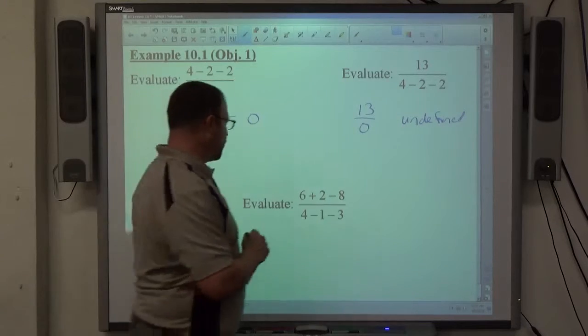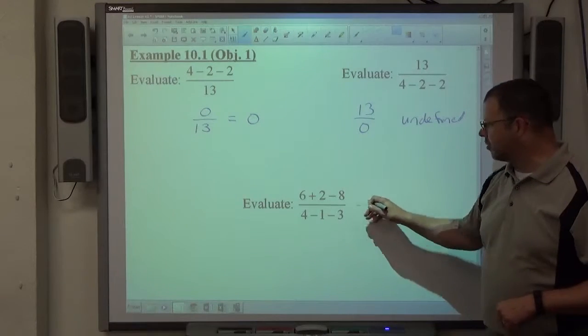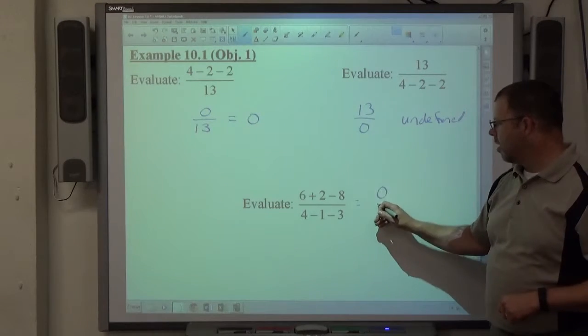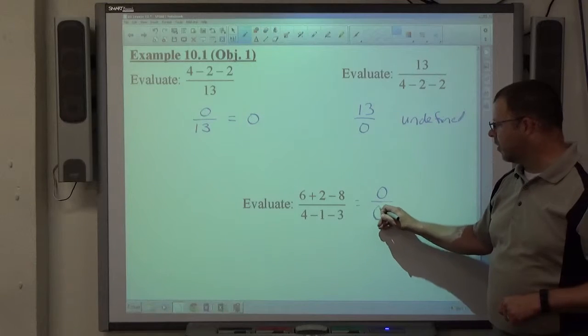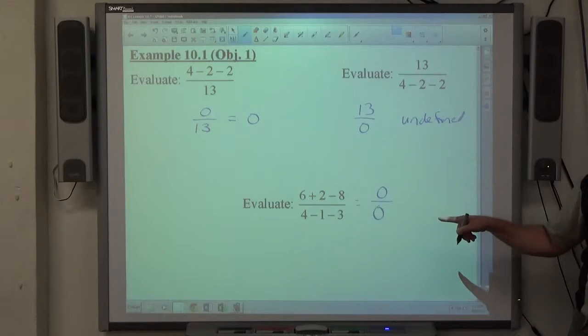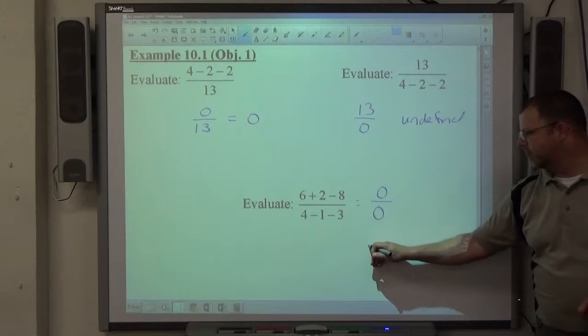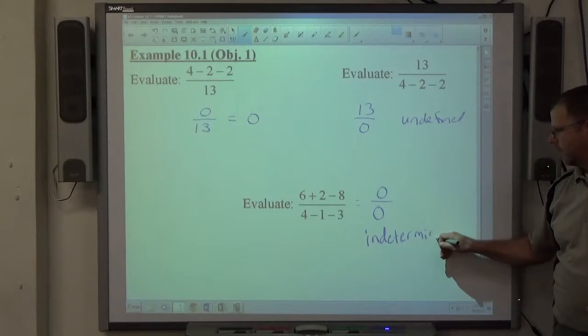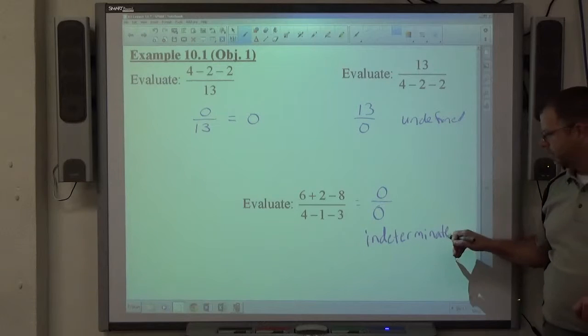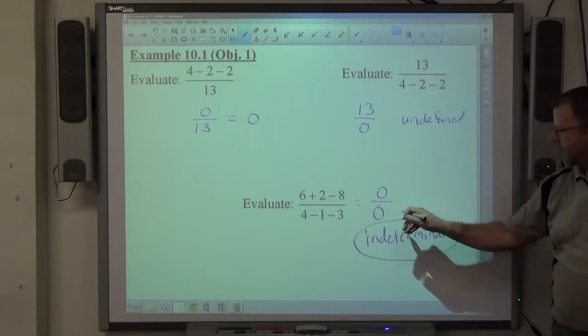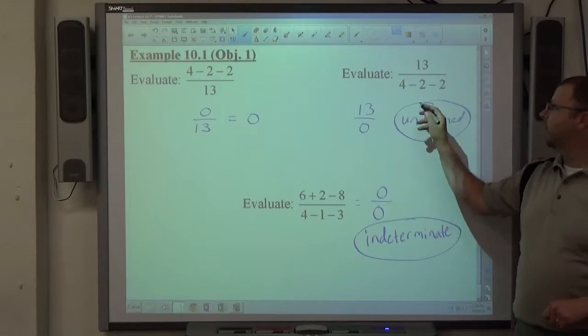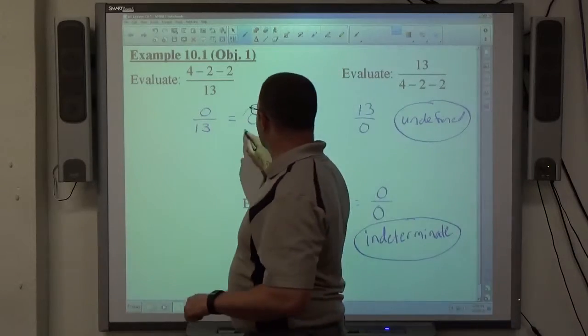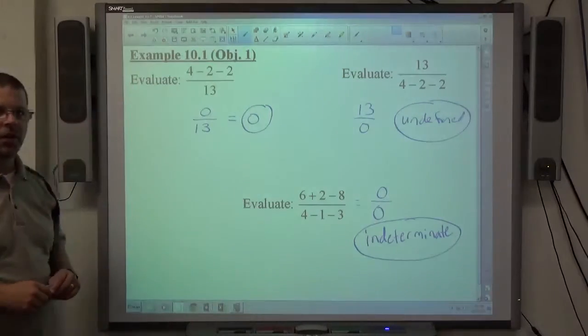And finally, the bottom one here, notice if we do the top, 6 plus 2 minus 8 equals 0. 4 minus 1 minus 3 equals 0. This is 0 divided by 0. This is indeterminate. Okay, indeterminate means it may equal something, but there's no way to determine what it equals.